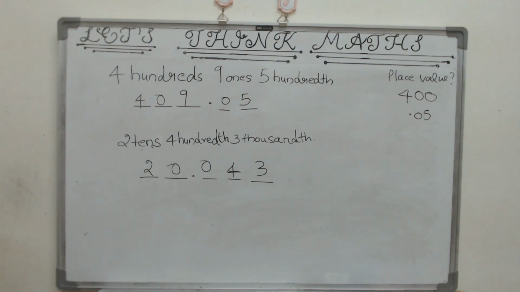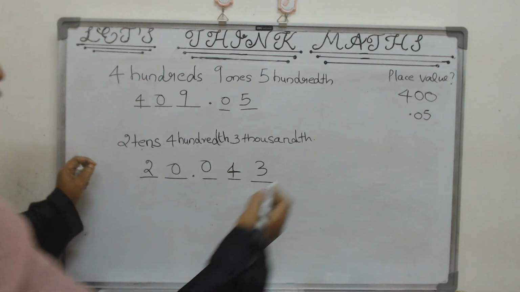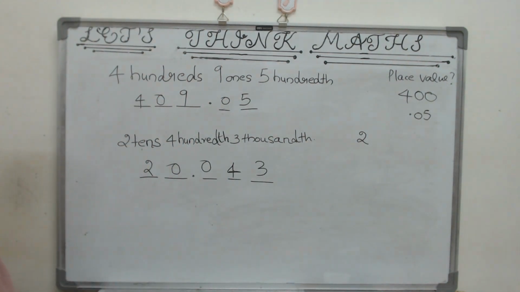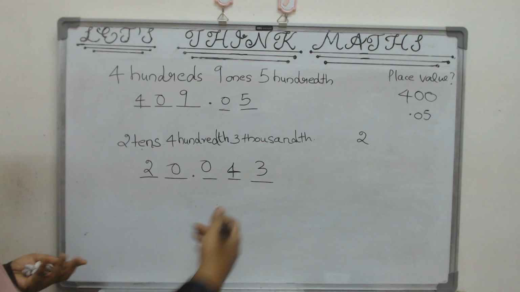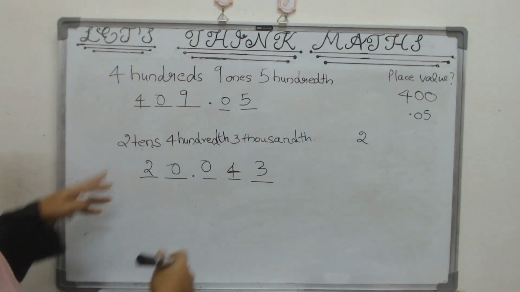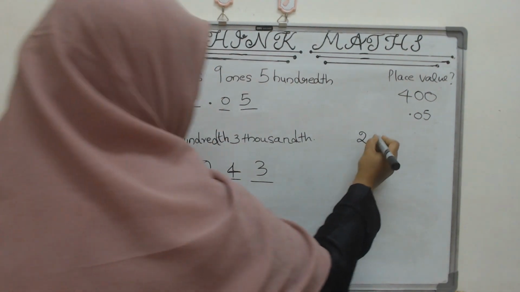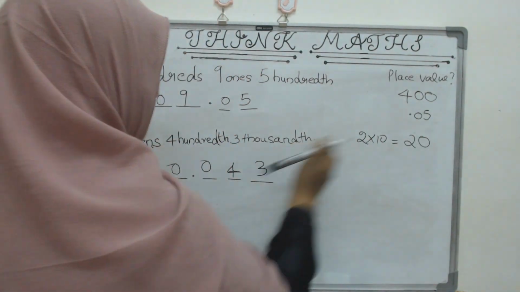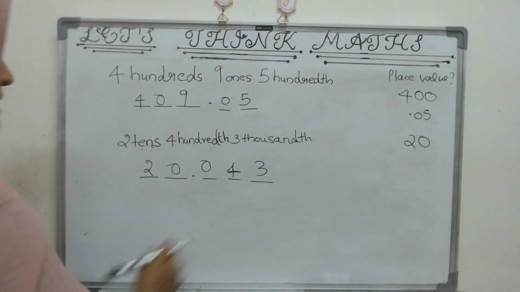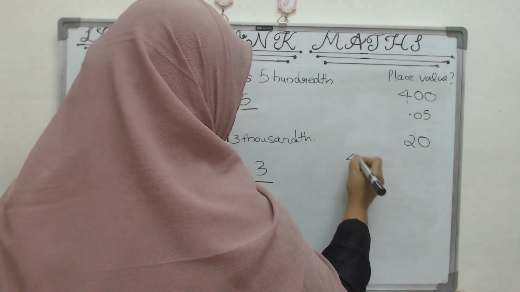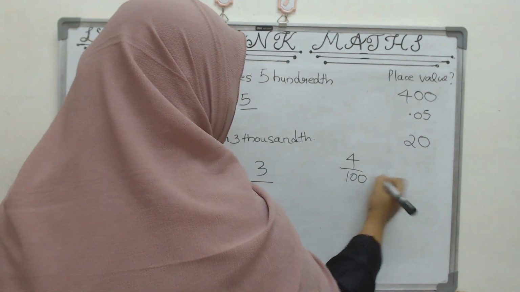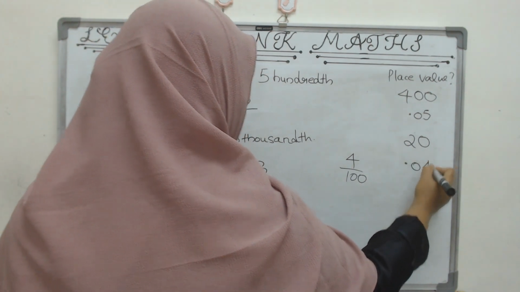Now suppose I ask you, what is the place value of 2 in this number? It is 2 tens, not 2 tenth. Tenth would be divided by 10. This is tens, so into 10, which is 20. 20 is its place value. Now what is the place value of 4? It is 4 hundredth, which means 4 divided by 100, which means 0.04.